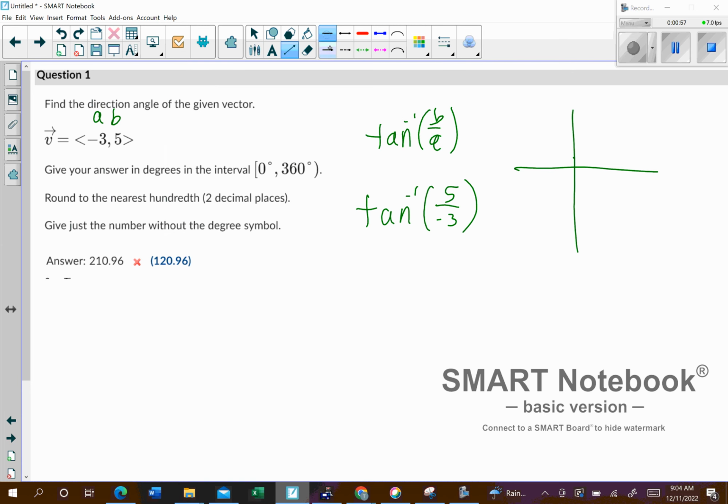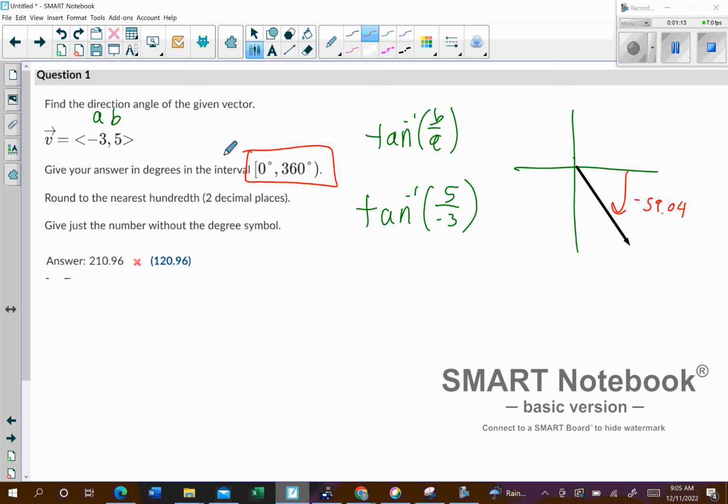So let's see. Here we go. About something like that. And so our angle here is negative 59.04. But the problem here is that our parameters are from 0 to 360. Okay. And then also, you notice that our value for A, which is synonymous with X, is negative, and our value for B, kind of our Y value, is positive. The thing is, when you put it in the calculator, it doesn't really know which one is positive or which one's negative. And so we're just defaulted to quadrant 1 and 4.